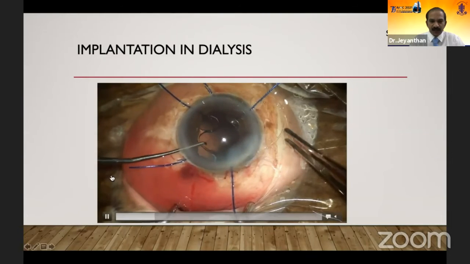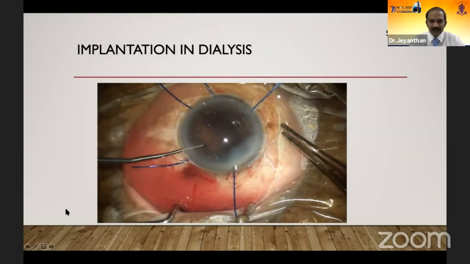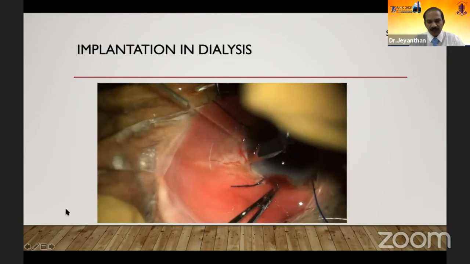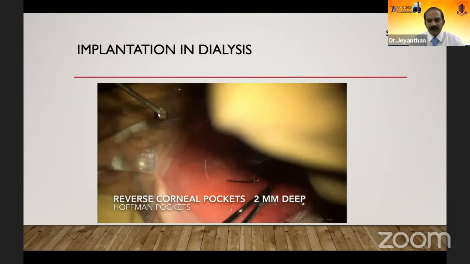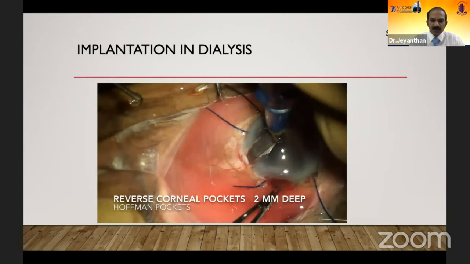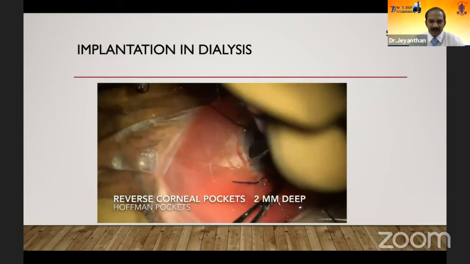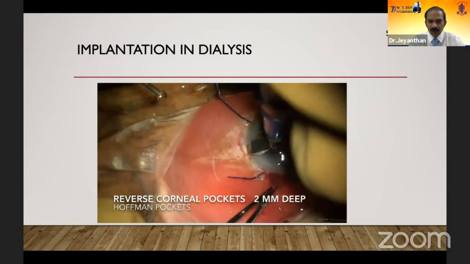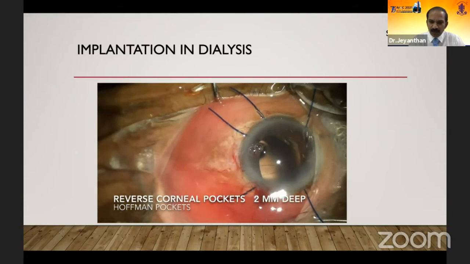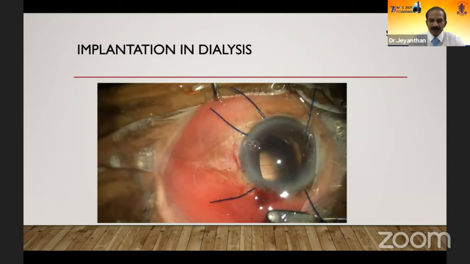But when it comes to a Sione ring, you need to extend the wound a slightly bit, which can actually induce a little bit of astigmatism, but it will be better than implanting a non-toric IOL. So to reduce the chance of cutting the conjunctiva, to spare the conjunctiva, reverse corneal pockets are being done. There's no need for glue also in a Hoffman's pocket.